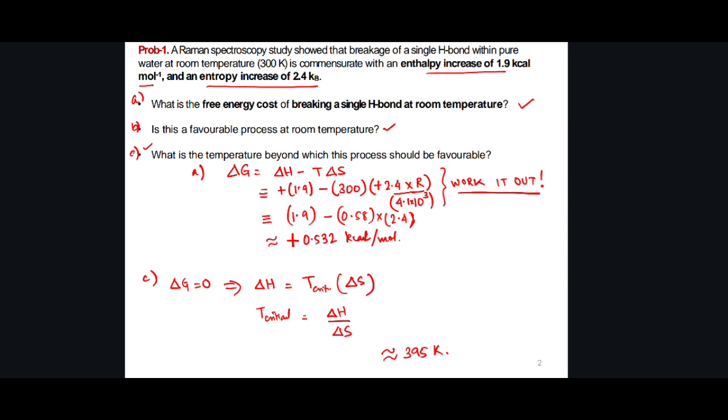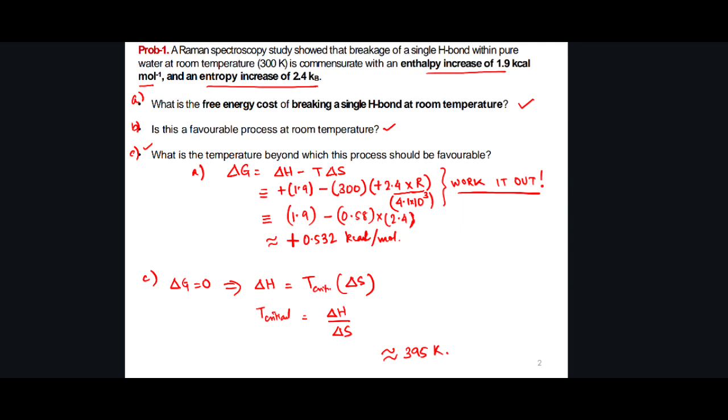Okay? But I'm simply going to use this information, the second one that I already know, my 0.58 value. And this gives me a positive delta G. So if I ask, is this process favorable at this temperature given this? The answer is no. But if I ask this question, what is the temperature beyond which this process should be favorable? How will I find that?